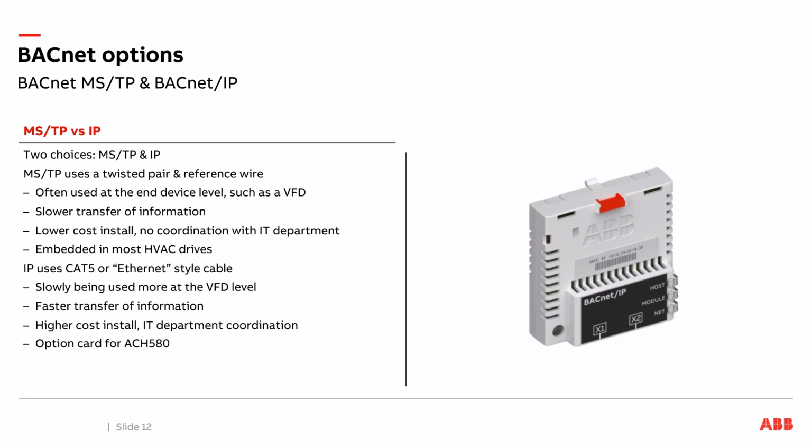Your other type is IP. So you can think of IP as your Cat5 cable, or some might consider it your Ethernet cable, the one you stick into the back of your laptop when you need to hardwire into your internet connection. That's the other type of BACnet hardware cabling that can be used between devices. On the right, for example, that picture is of a BACnet IP card that plugs into a drive. In that case, it happens to be an ACH580 drive, ABB drive. So if I wanted BACnet MSTP, the standard drive has it embedded.